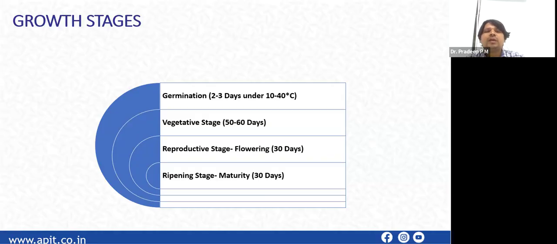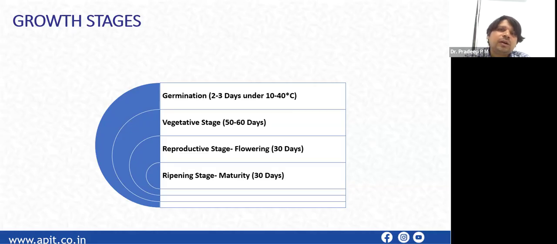And then we have the important phase called the reproductive phase, where the flowering happens. It is a duration of 30 days. And this reproductive stage, or the flowering, is very important for the seeds to set. So that is very important. And once the seed is set, it will take around 30 days after flowering for the seeds to mature. Once the seed is matured, it is ready for harvest.